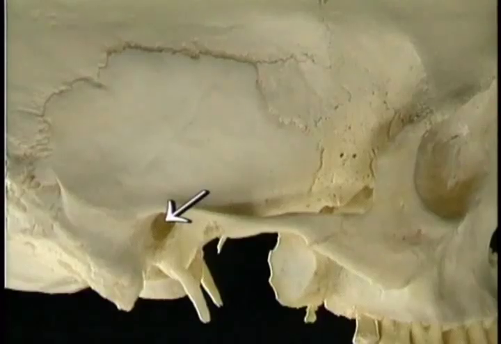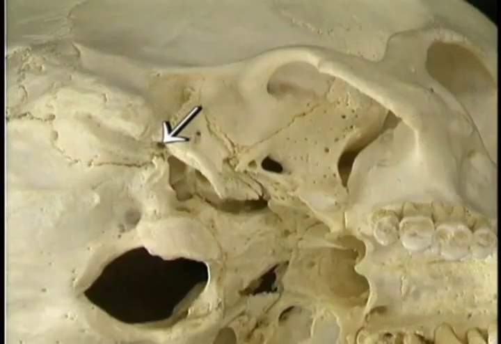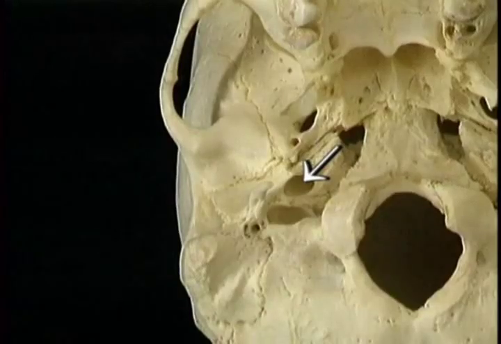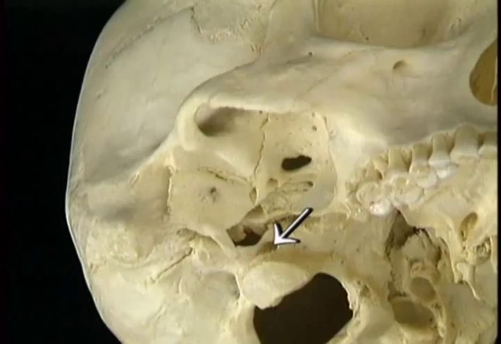Here's the external auditory meatus and the styloid process. The stylomastoid foramen, the carotid canal, the jugular foramen, and the hypoglossal canal.